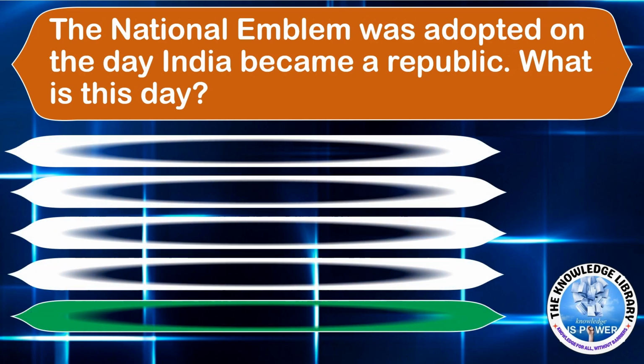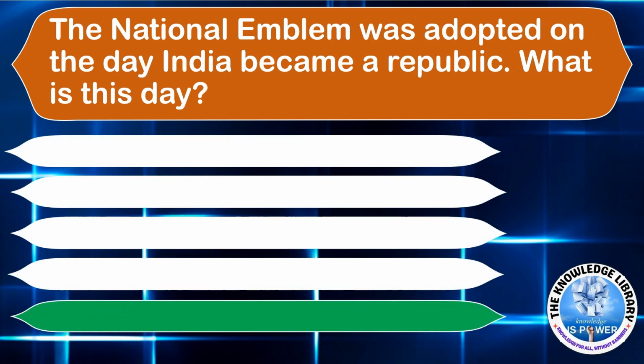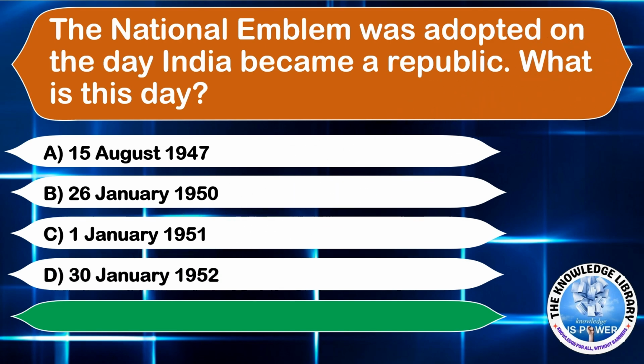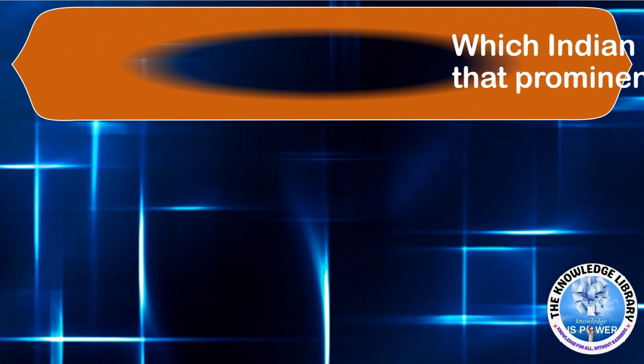The national emblem was adopted on the day India became a republic. What is this day? Option A, 15th August 1947. Option B, 26 January 1950. Option C, 1st January 1951. Option D, 30 January 1952. The correct answer is option B, 26 January 1950. Move on to the next question.